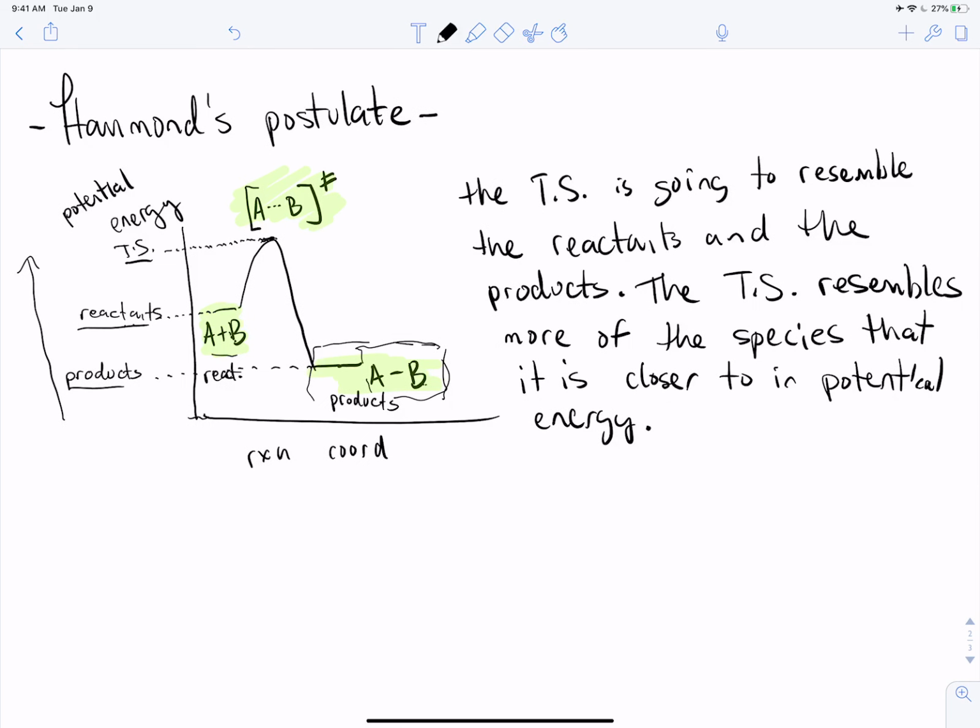And so that's really what Hammond's postulate is saying. If I have this really high energy transition state, whatever is higher in energy, the reactants or the products or intermediates or whatever you're looking at, that's what it's going to resemble the most.